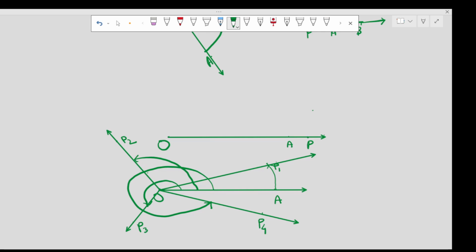What we have learned before is the geometrical angle. The maximum measure of a geometrical angle is 360 degrees. So again, we are drawing this.